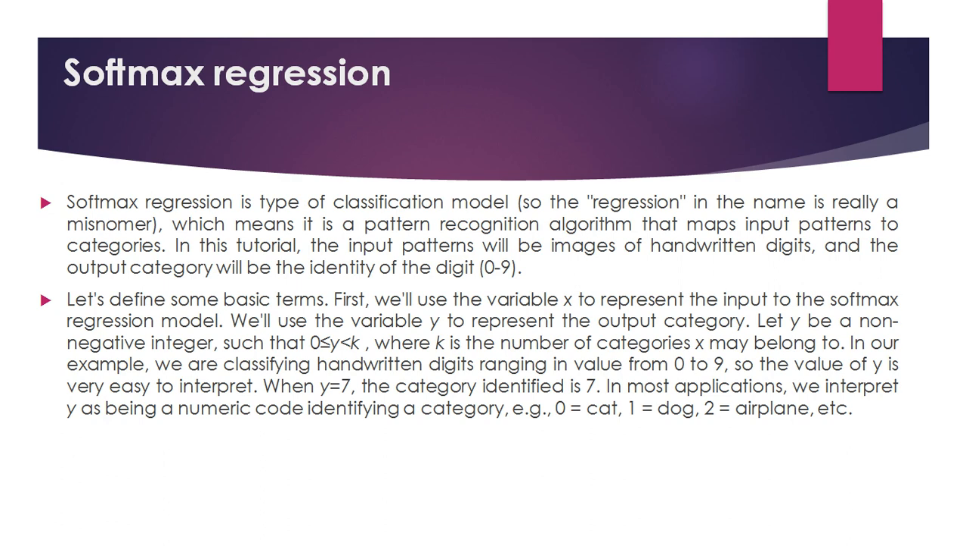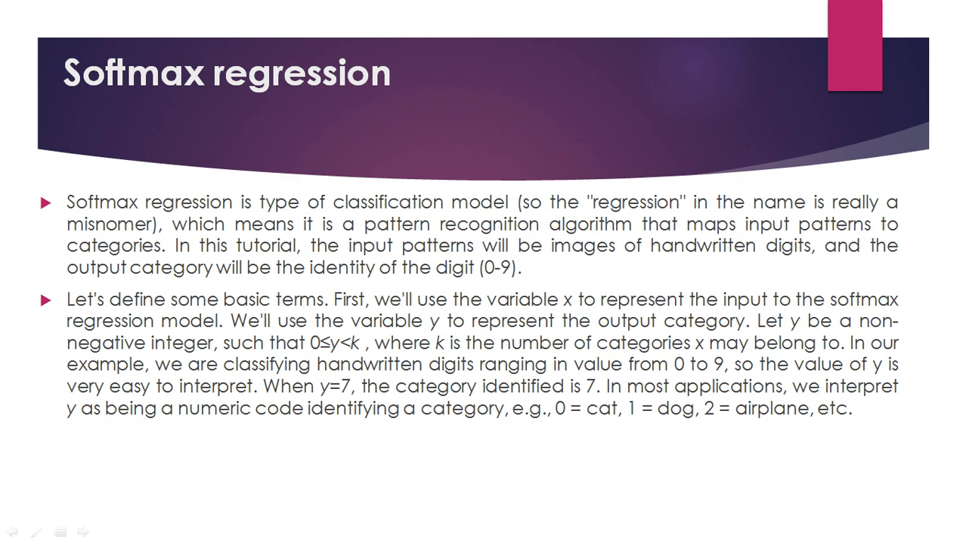the final category. In this tutorial, for softmax regression, the input pattern will be the image of a handwritten digit, and the output category will be a digit, 0 to 9, the digit identified. So it is basically digit recognition or character recognition, a pattern recognition task.